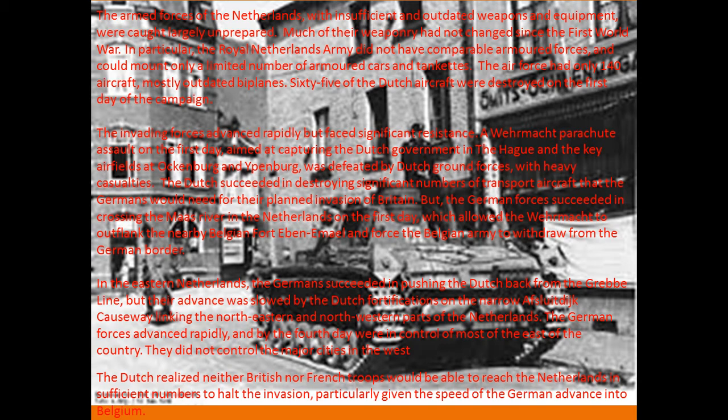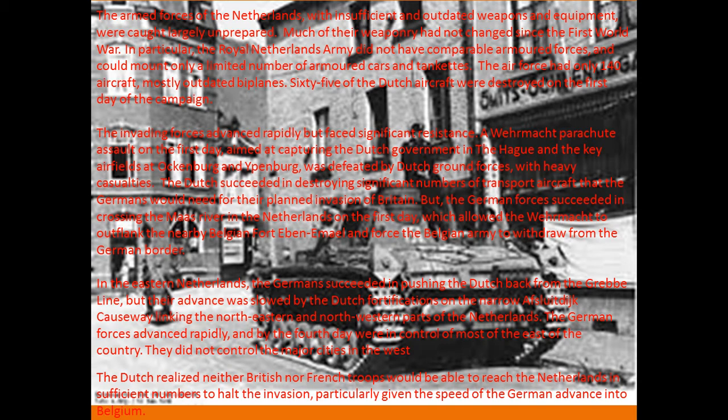In the eastern Netherlands, the Germans succeeded in pushing the Dutch back from the Grebbe line, but their advance was slowed by the Dutch fortifications on the narrow Afsluitdijk causeway linking the northeastern and northwestern parts of the Netherlands. The German forces advanced rapidly, and by the fourth day were in control of most of the east of the country. They did not control the major cities in the west.